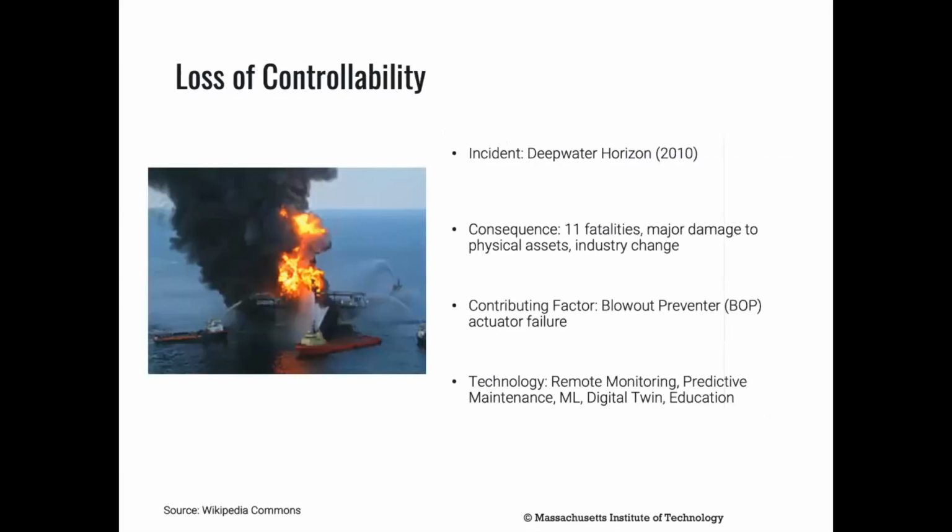And what happens when we have a loss of controllability? On the left is the Deepwater Horizon, and the consequence of losing controllability in that scenario was 11 fatalities, major damage to physical assets, and again, a major industry change. And the contributing factors to that were blowout preventer actuator failure, and the technology that could have helped monitor that loss of controllability include remote monitoring, predictive maintenance, machine learning, and the use of digital twins and education.